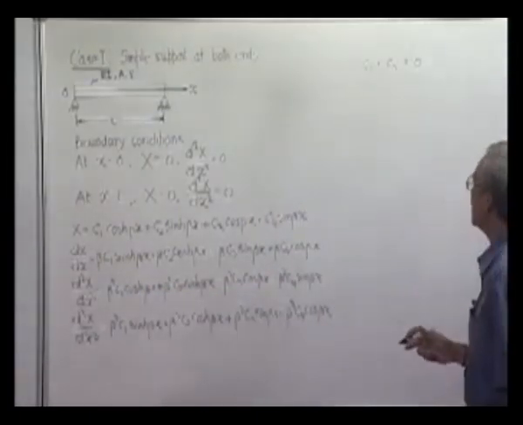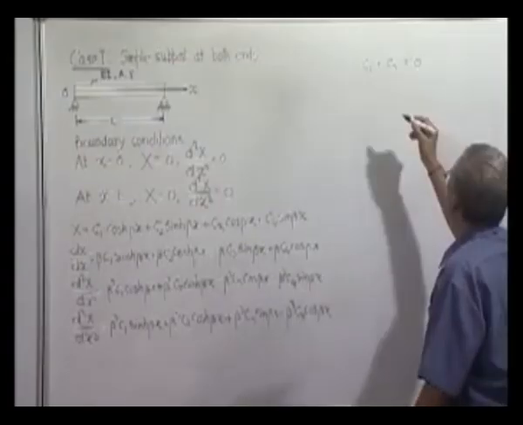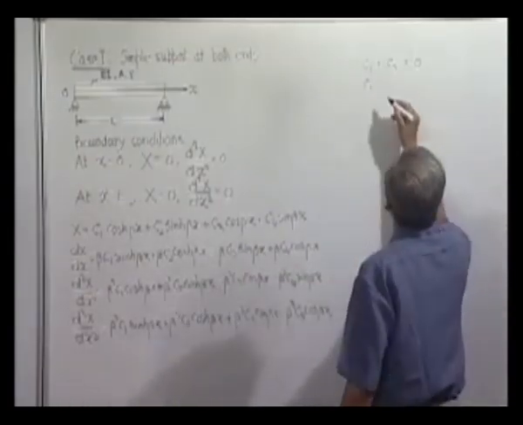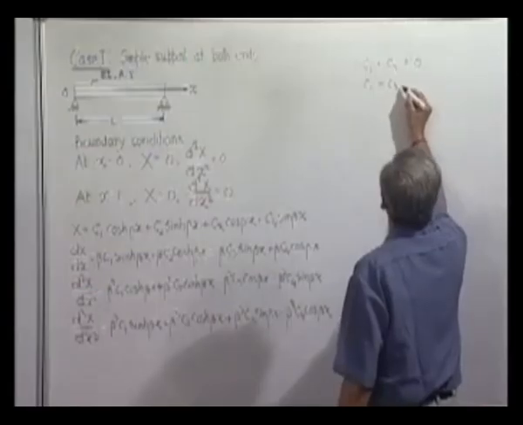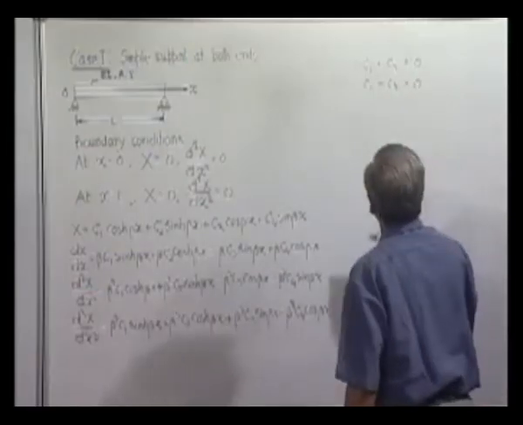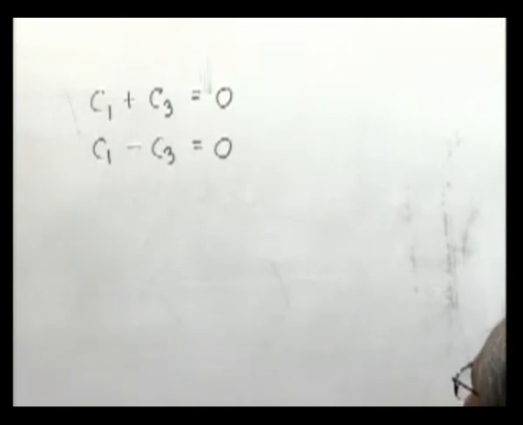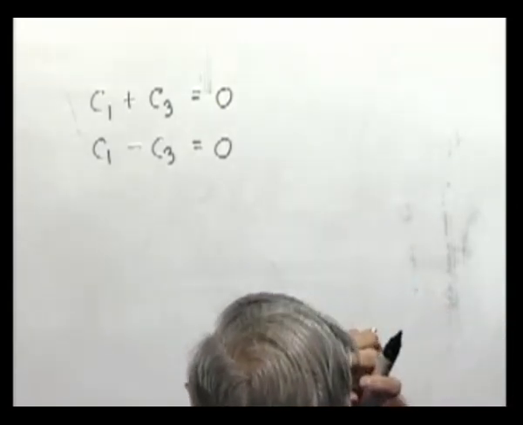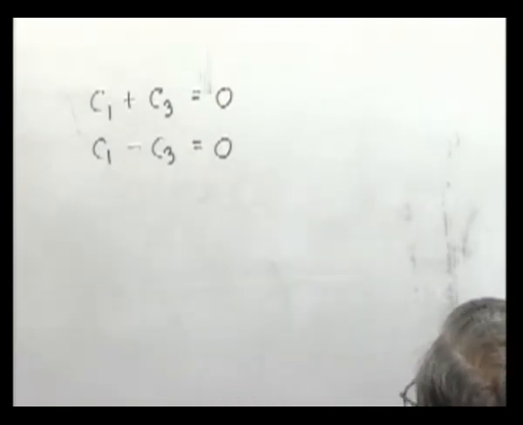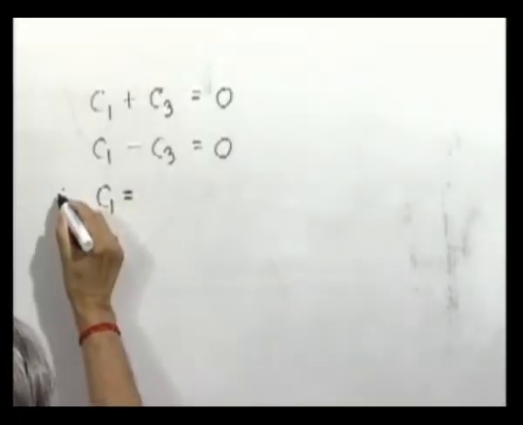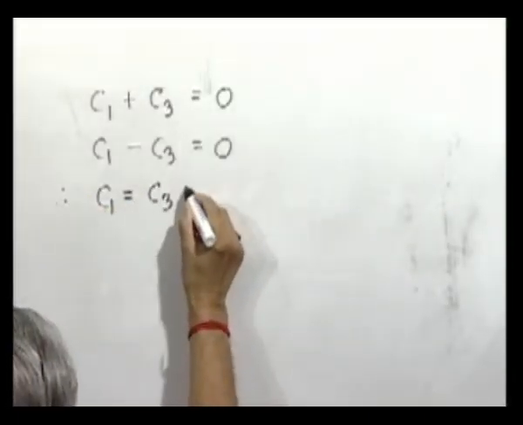So the third condition, that means this moment condition, is C1 minus C3 equal to 0 as beta is not equal to 0. So when C1 plus C3 is 0, C1 minus C3 is 0, this obviously says that C1 equal to C3.